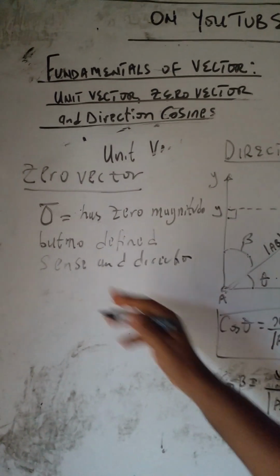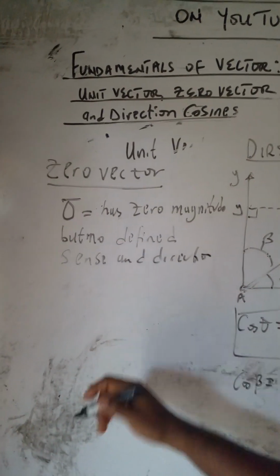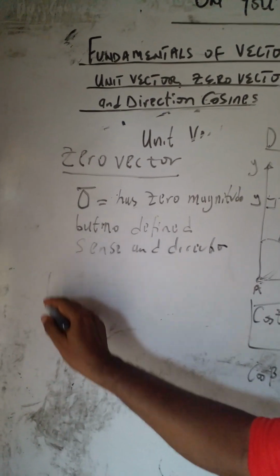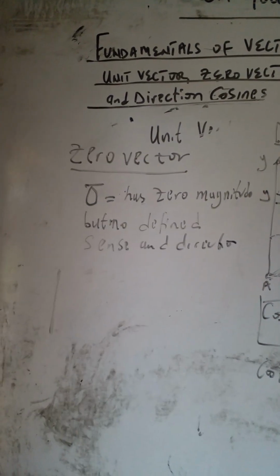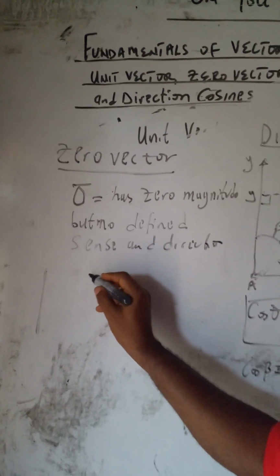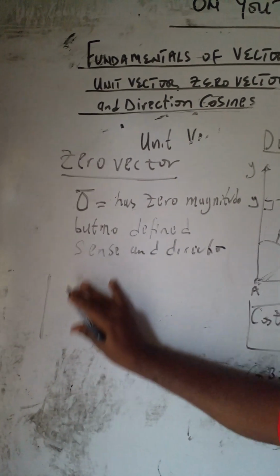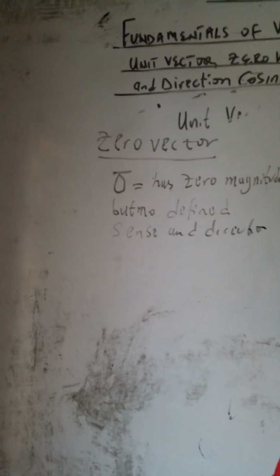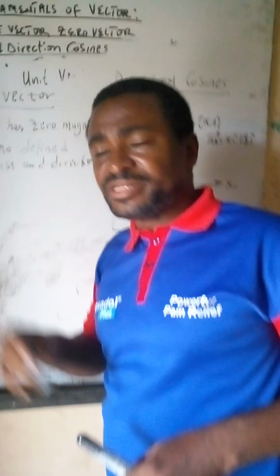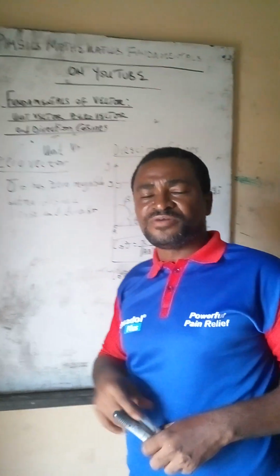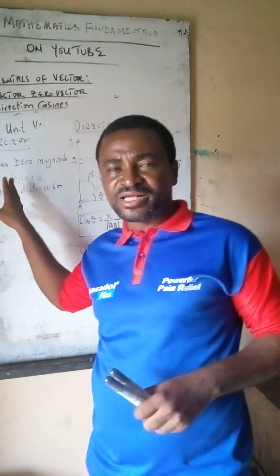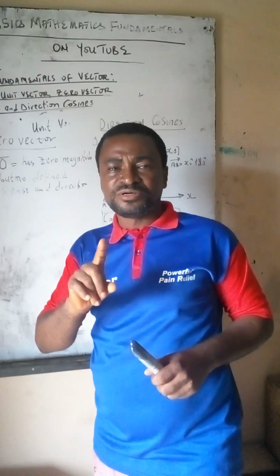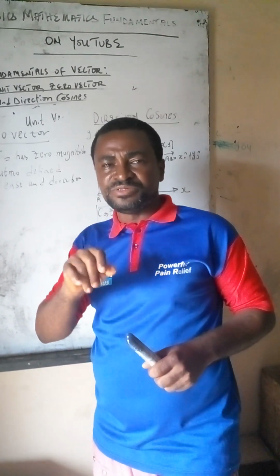Now let me give an idea of this zero vector. Let's say I have vector AB. Okay, the zero vector will be explained in my next video. Thank you for listening. Because of some technical issue, I'm going to stop it here and continue in my next video. Thank you.